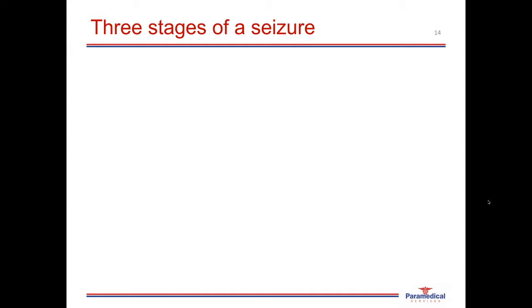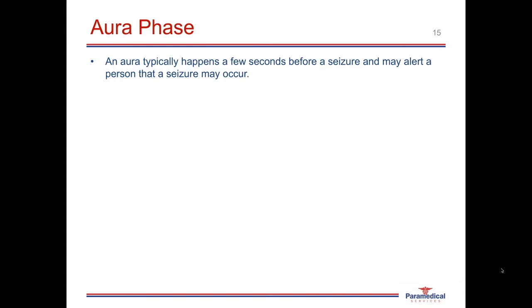There are 3 stages that occur in a tonic-clonic seizure, and some of these stages can occur in varying degrees within other types of seizures. These 3 stages include the aura, the ictus phase, in which we have the tonic and the clonic phase, and then the post-ictal phase. Starting with the aura phase, the aura typically happens a few seconds before a seizure occurs, and this can act as an alert for somebody that a seizure is imminent.